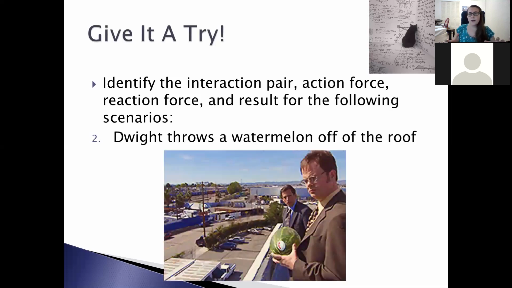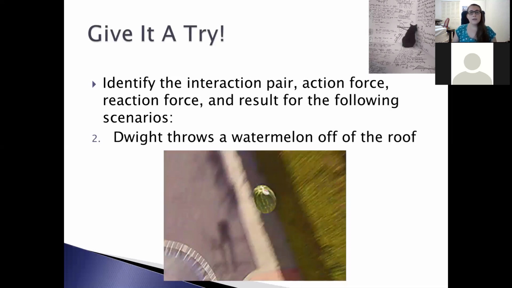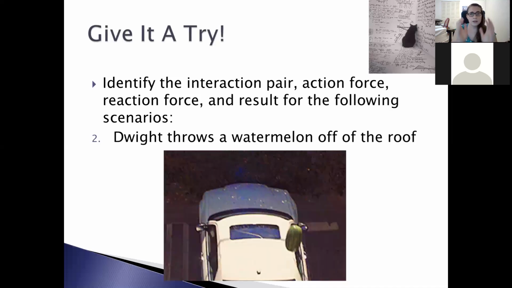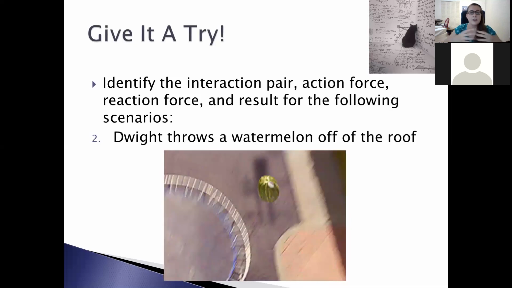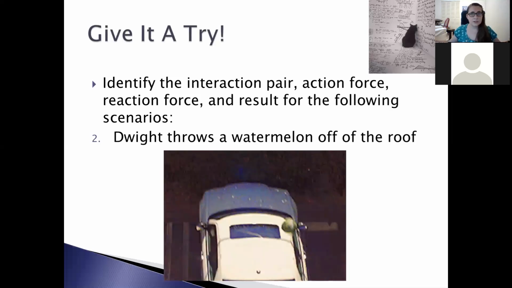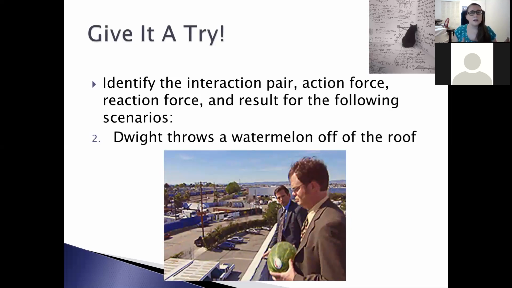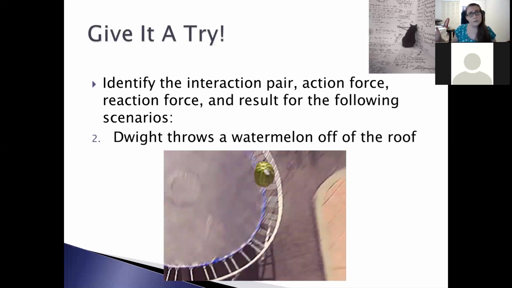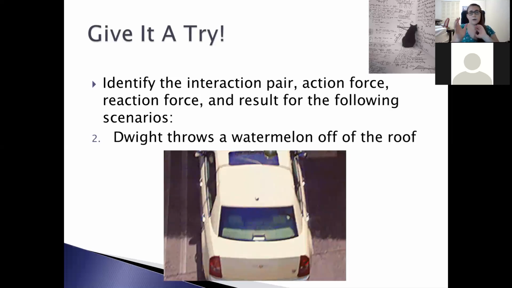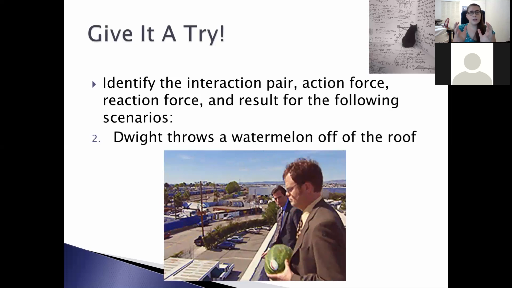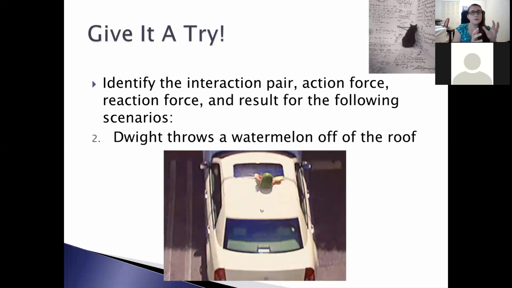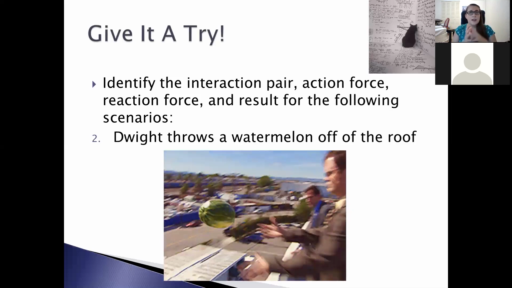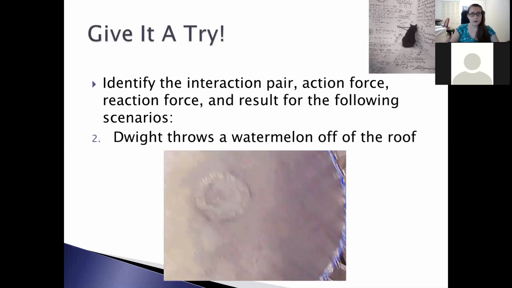When we're thinking about these scenarios, we can only pay attention to the interaction pair. So if you're choosing the interaction pair to be Dwight and the melon, then nothing else in the scenario matters. The trampoline doesn't matter, the car doesn't matter. That's not part of your interaction pair. So if Dwight and the melon are your interaction pair, then the action force is Dwight pushing on the melon, the reaction force is the melon pushing on Dwight's hand, and the result then is that the watermelon goes flying.